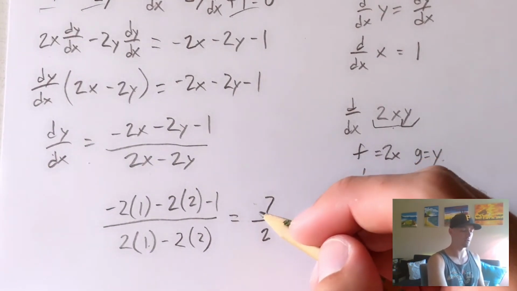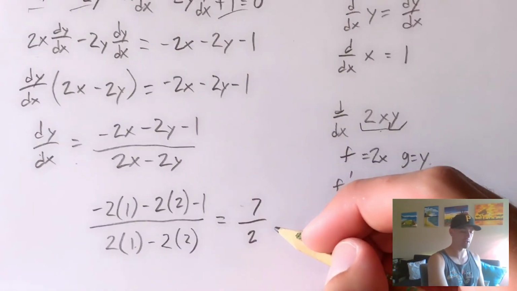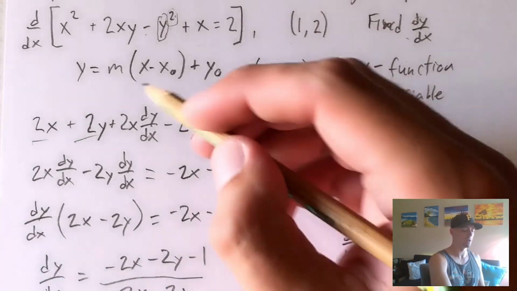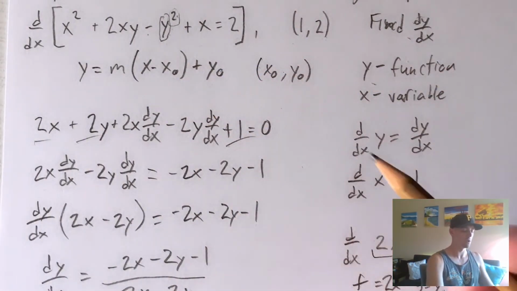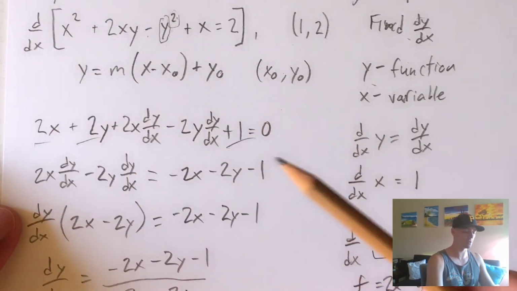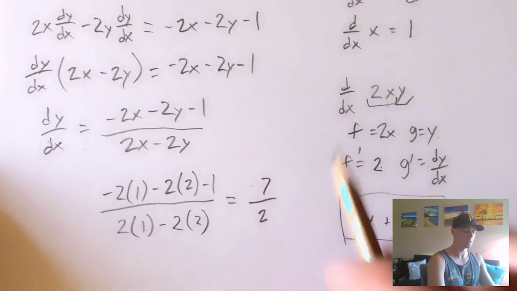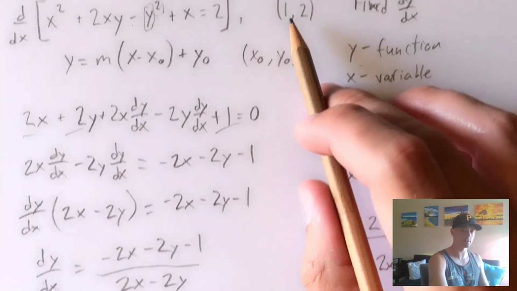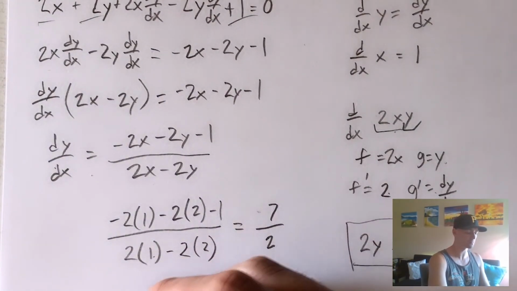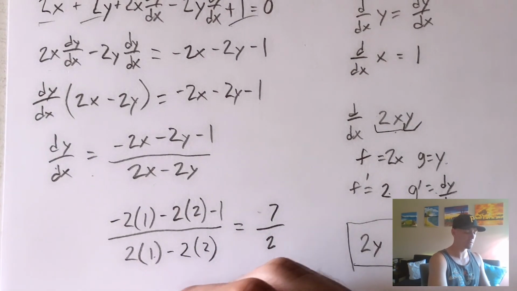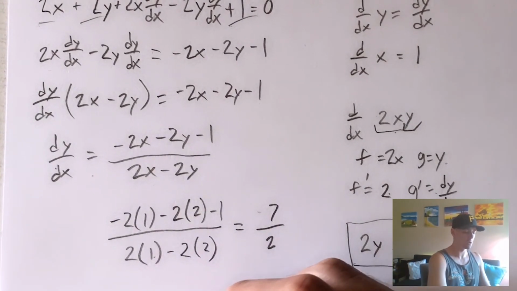So basically that means that the slope of our tangent line equation has to be 7 halves, and then we already know that x0 and y0 is going to be 1 and 2. So basically we can just go back to this tangent line equation, plug in 7/2 for m, 1 for x0, and 2 for y0. So doing that is going to give us y equals 7/2 times (x minus 1) plus 2.